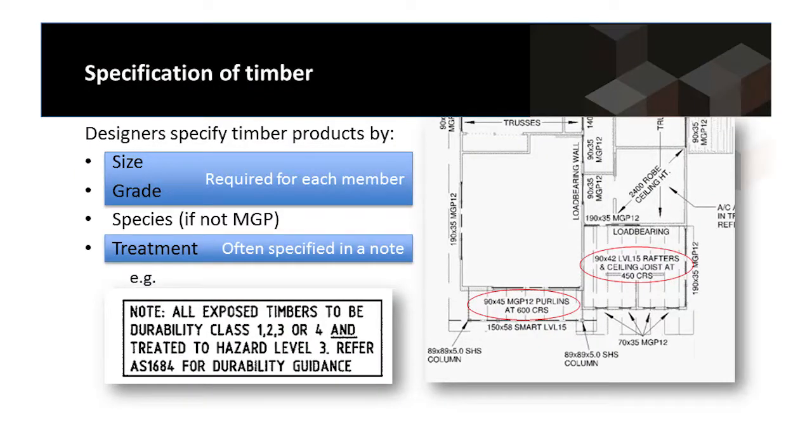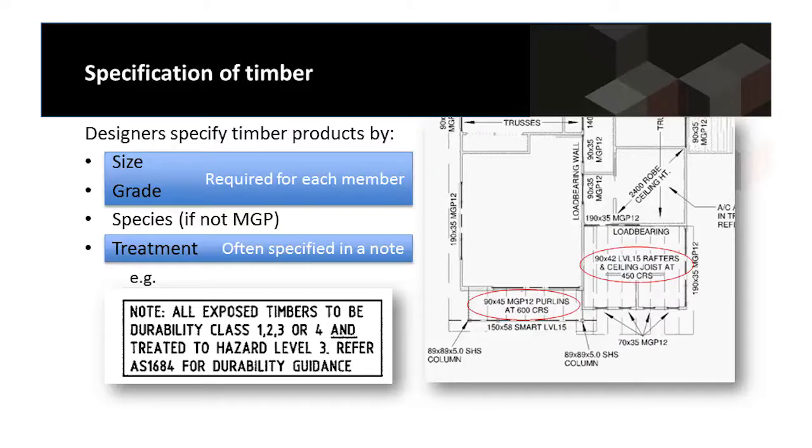How do we specify timber? We specify timber by its size and its grade primarily. The size and grade affect the way it's going to perform structurally. If it's not big enough, it's not going to do its job. If the grade isn't right, it may not do its job. They're the most important things, the size and the grade of the timber. If it's MGP timber, then we don't have to specify the species, but if it's an F-graded timber, we have to also specify the species because that's going to affect things like durability of the timber.